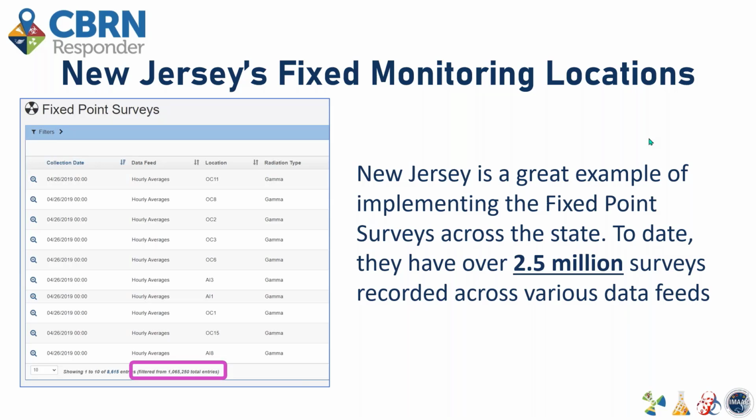Now to take a look at a few real world examples here. So New Jersey, I keep mentioning them. They have a really great fixed point survey system set up. They do this around their nuclear power plants. To date, they have over 2.5 million surveys that have been recorded across various data feeds. Just on this one here, there was over 1 million. So the graph is a great way to view this because you can really hone in on a specific time frame as opposed to viewing, again, all 2.5 million of those on the map.